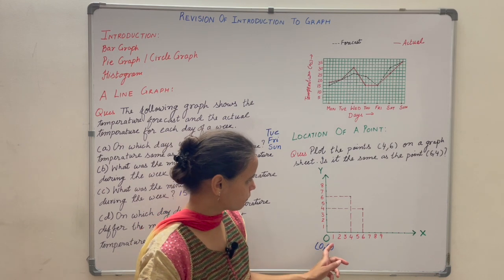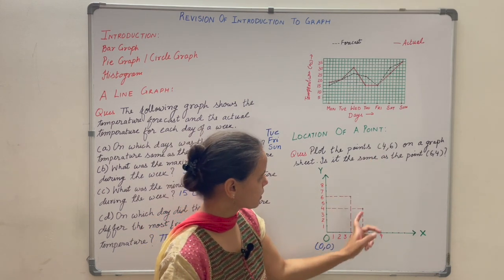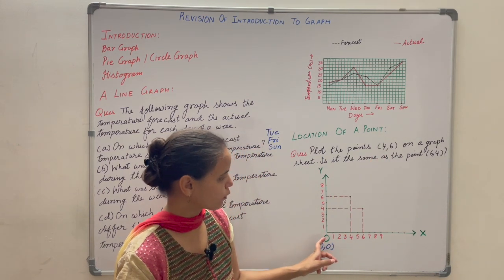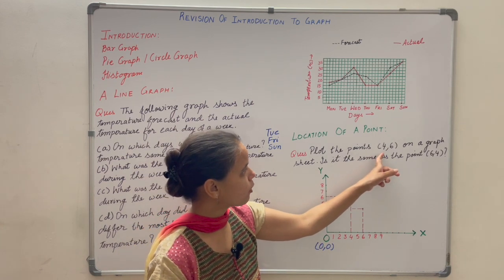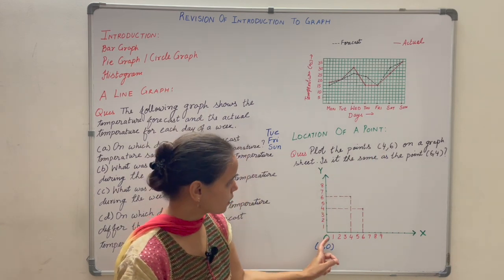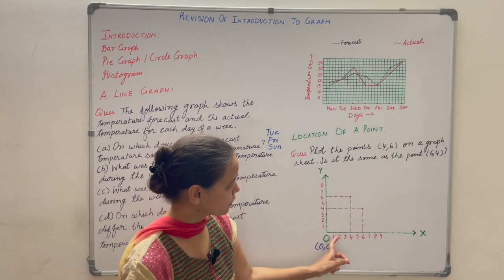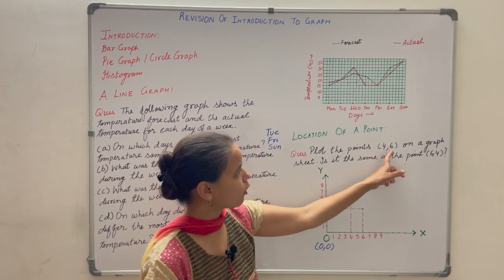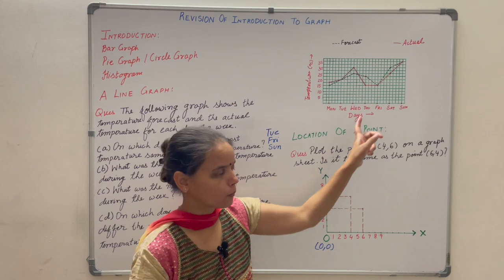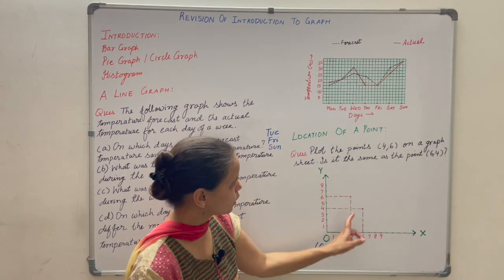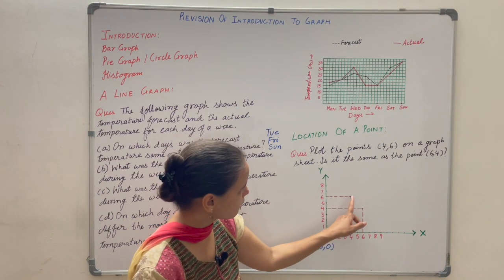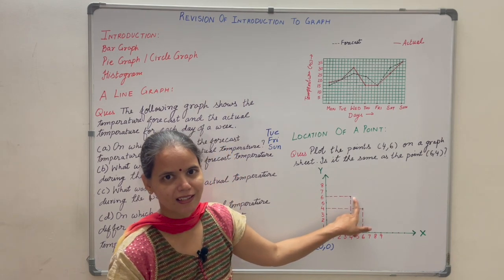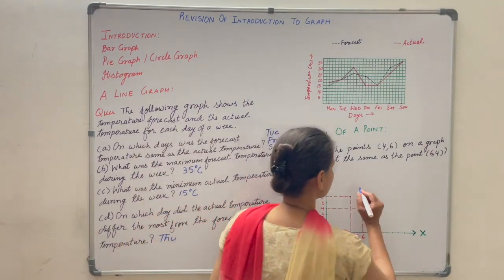So here to locate 4 comma 6, that means you have to start from 0. 4 tells how much you have to move towards right. So 4 units towards right means you will reach here. And this tells how many units you have to move upwards. So you have to move 6 units upwards. So when you move 6 units upward, this is the point you will get. So this is 4 comma 6.